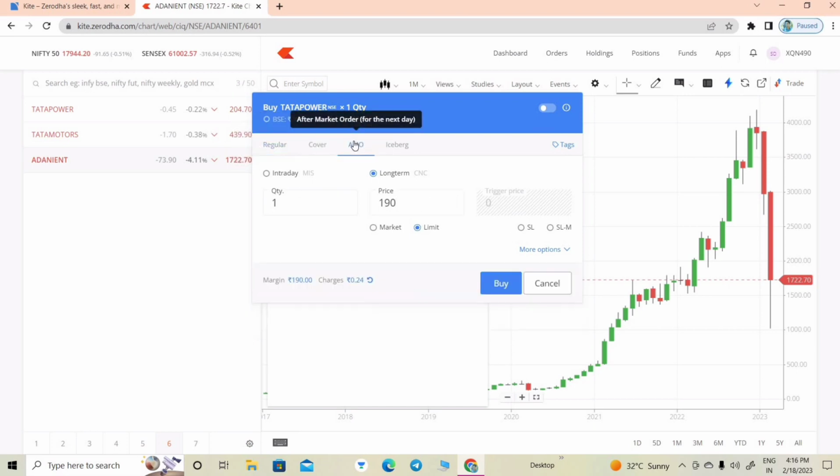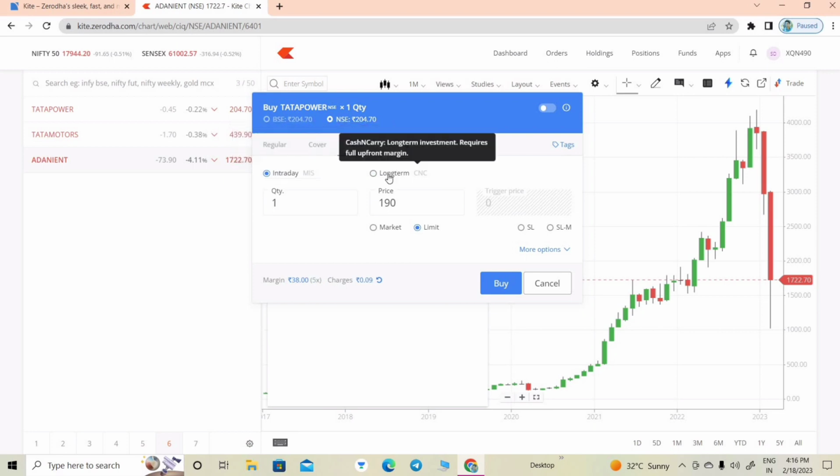Then I am going to the AMO order. It means the after market order. The market is only available from 9 AM to 4 PM. So when we are interested in buying stocks after that, the order is executed when the market is open again. So when we are buying in the case when the market is closed, at that time we can use the after market order. All other things are the same.